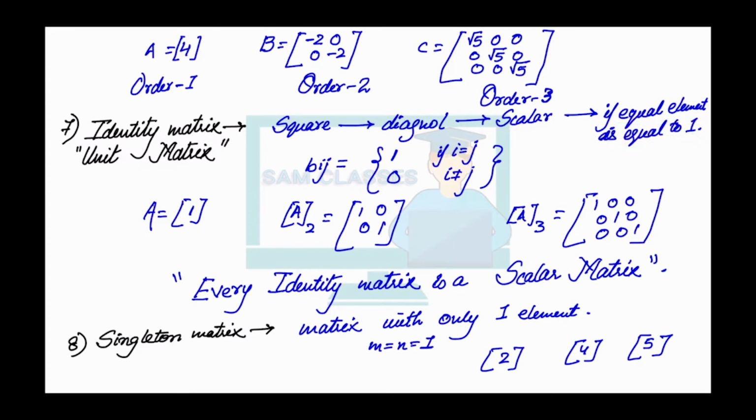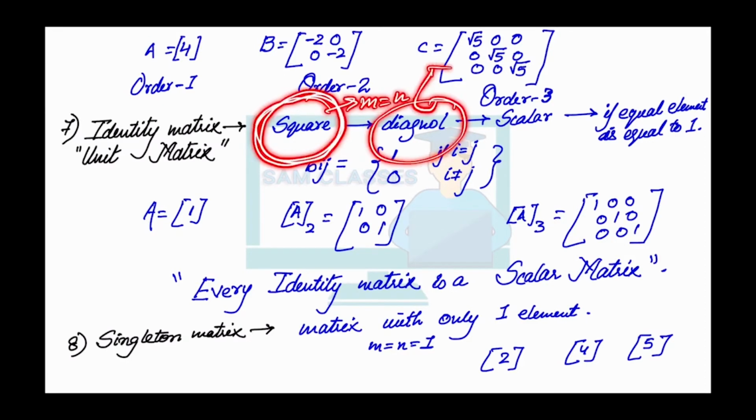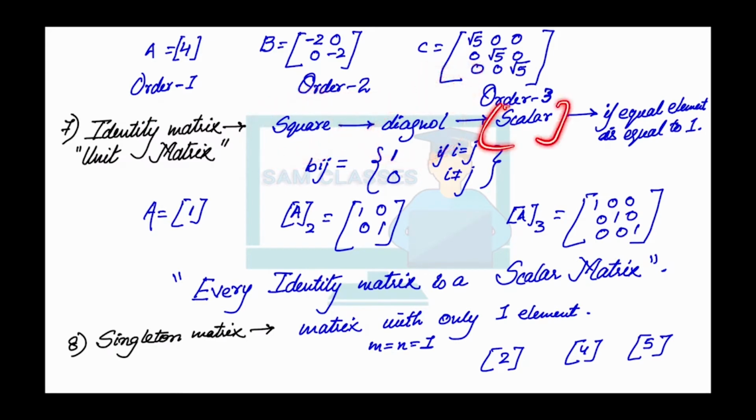There are 4 things. What are these 4 things? First, it has to be a square matrix. What do you mean by a square matrix? Row is equal to column. It has to be diagonal, meaning all the diagonal elements will be there and the rest all will be 0, students. Then it has to be scalar: those diagonal elements have to be equal to some same value. Once you have done that, and that same value is equal to 1, then we get an identity or unit matrix.